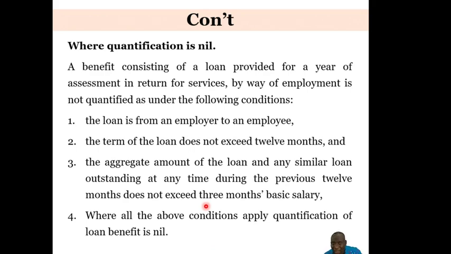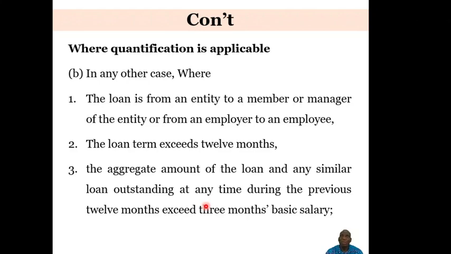So the three things are: the loan must be from the employer to the employee, the loan should not exceed 12 months, and the amount of the loan together with any previous loan outstanding for the last 12 months, when you put it together, should not be more than 3 months of the employee's basic salary. If these three things are satisfied, quantification will be nil. So if you are given a loan in a question, and they say the employer is giving the person a loan, look out for the three things. If they are there concurrently, then there will be no quantification. But if the three things are not there concurrently, please make sure you quantify the loan benefit. We are coming to learn how to quantify it very soon.